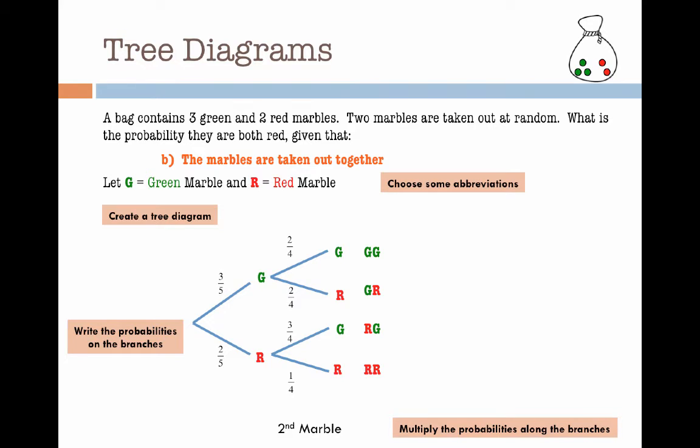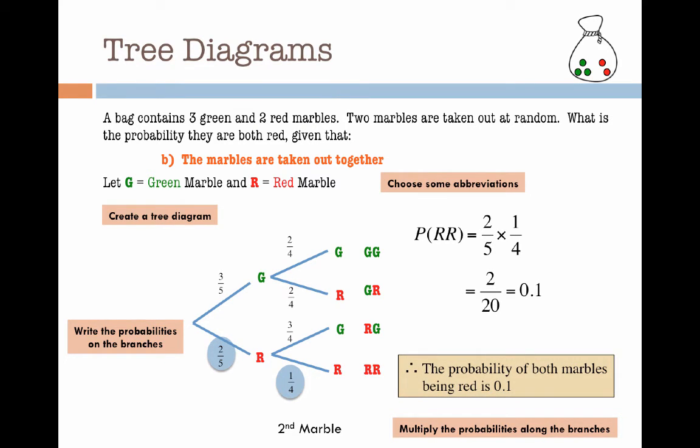I hope you said that we're going to multiply the probabilities along the branches. This means that the probability of getting 2 reds is 2 out of 5 multiplied by 1/4, or 2 out of 20. We can write this as a decimal as 0.1. Therefore, the probability of both marbles being red is 0.1 if the marbles are taken out together. This can also be written as 10%.